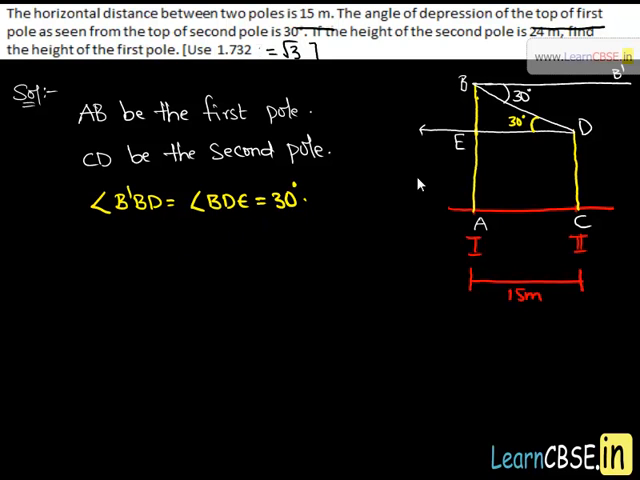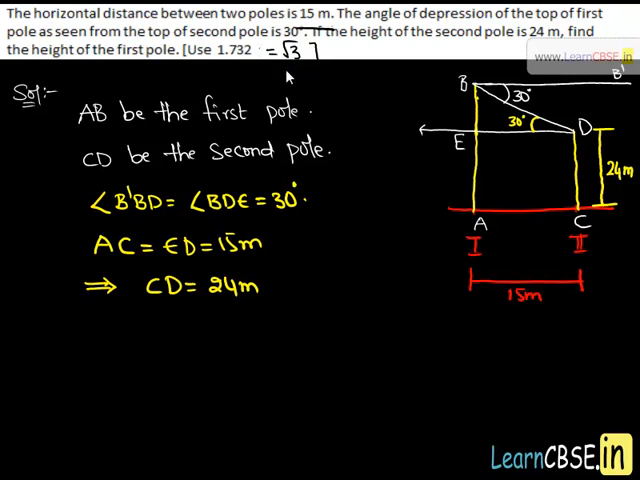And we have given the distance between two poles is 15 meters. So the distance between AC or ED is 15 meters. Another condition is the height of the second pole is 24 meters. Therefore, we have second pole is DC. We take it as CD. This height of second pole CD is 24 meters.